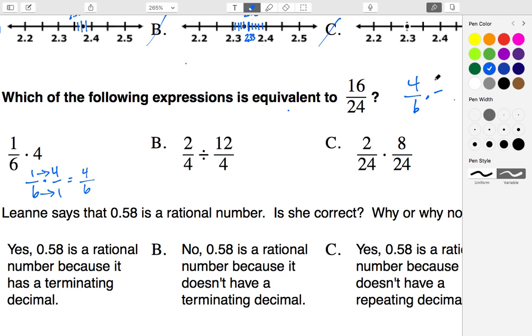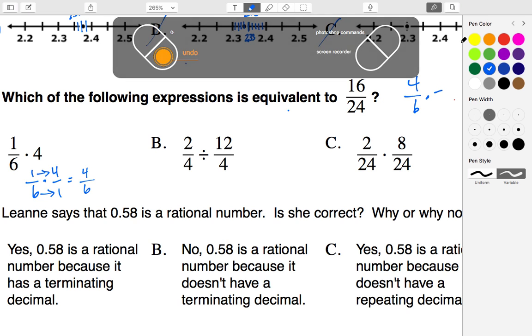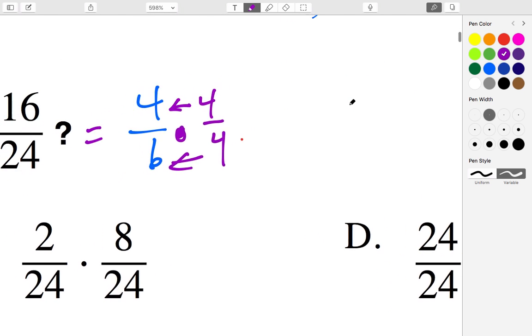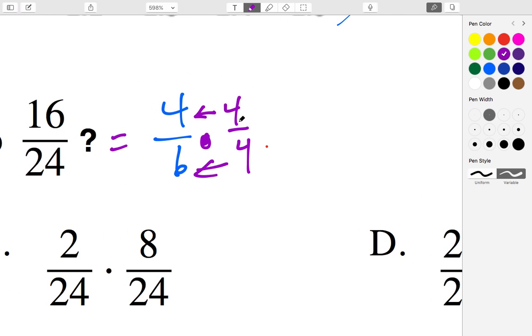Okay, so let's see. If I do 4 here, I'm going to do it in a different color so we can tell what I'm doing. So times 4. Did I get 16? Now, if you times the top and bottom by 4, you're really multiplying by 1, so it's the same thing. 4 times 6 is? So is this one equivalent? Yeah, because remember, multiplying by 1 doesn't change the value of it, it just changes how it looks.